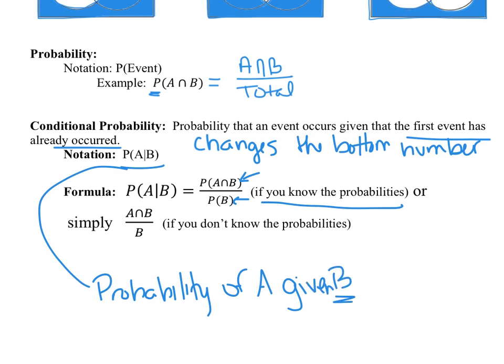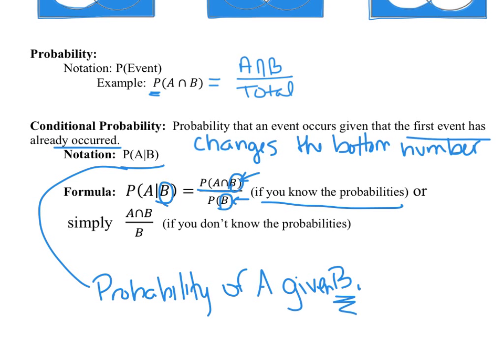It matters the order. B is second, so B is the one that has been given. We already know it. If we switch those around, it would be a completely different thing. So when we do the formula here, the second one is repeated. We do the intersection of the first and the second, and then all over the second. Okay, that's if you know the probabilities.